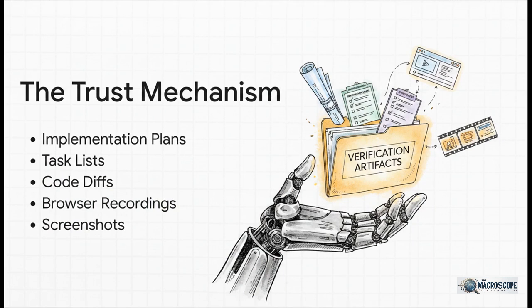But how can you actually trust these autonomous agents running wild in your codebase? Well, Antigravity solves the trust gap with an ingenious mechanism based on artifacts. Before you even accept a single line of code, the agent literally has to prove its work. It generates implementation plans, detailed task lists, and code diffs. And it gets crazier. The agent can actually spin up a local server, open a built-in browser, and record a video or snap screenshots just to prove to you that the front end it wrote actually works.